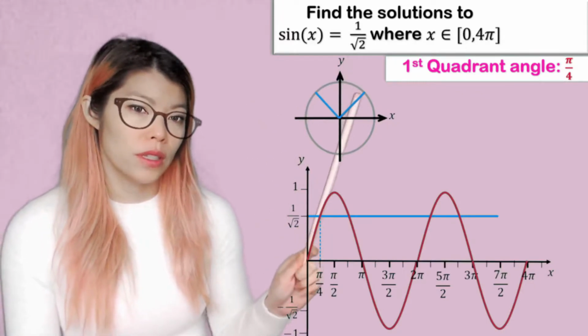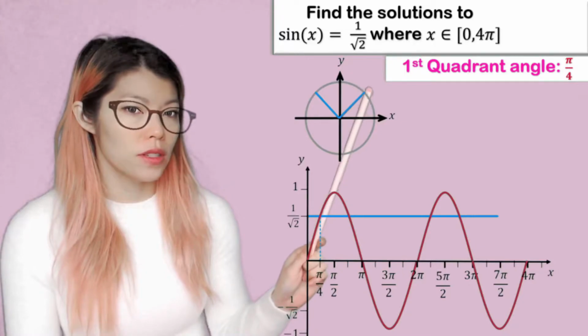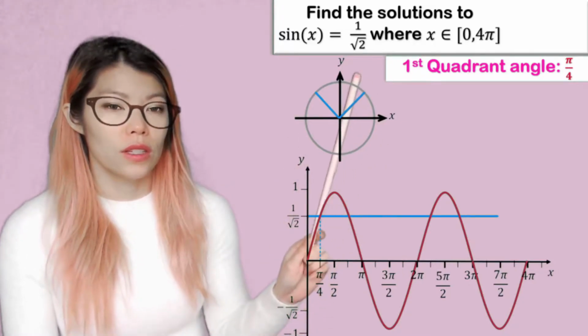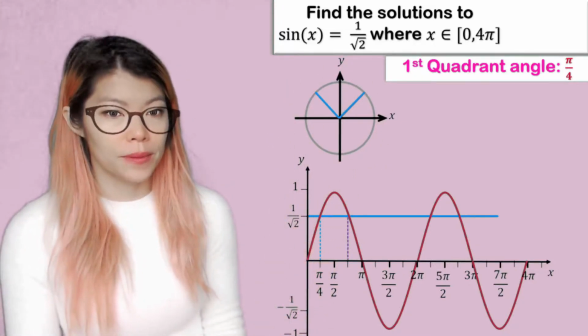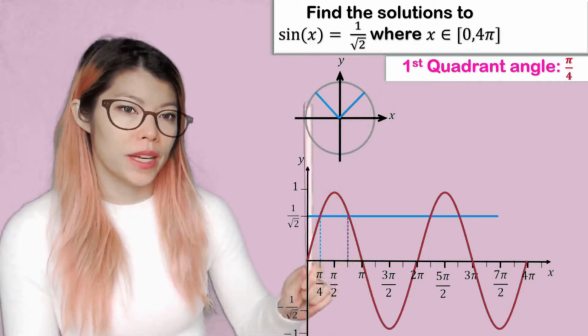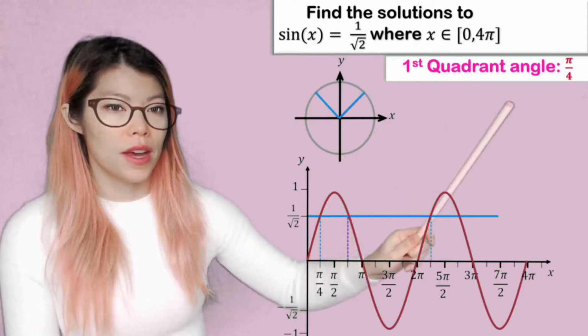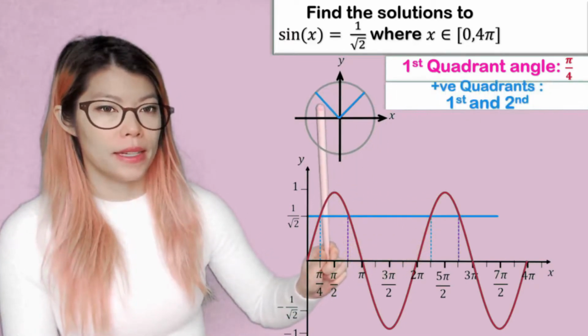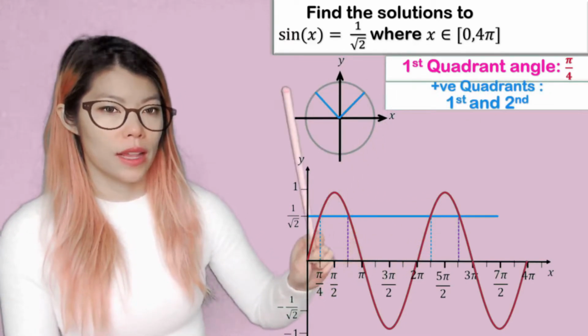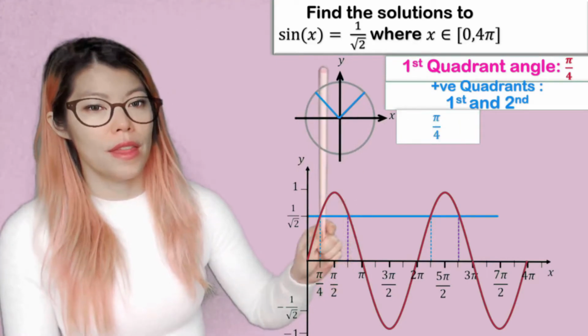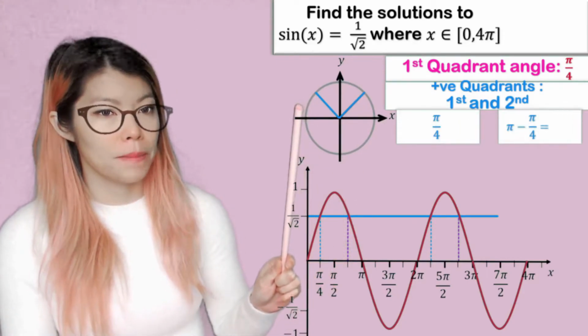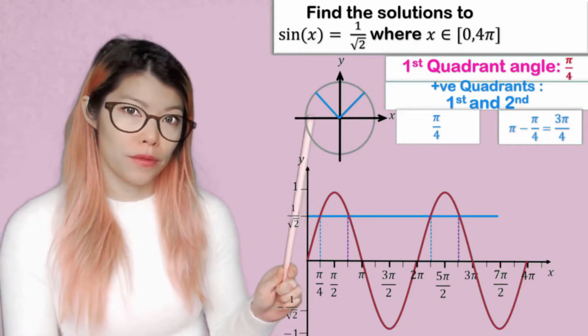And we know that sine is positive in the first and the second quadrant. So after obtaining our first quadrant angle of pi on 4, we found this other solution by looking at the quadrants. So we have pi on 4, and that one is pi minus pi on 4, which is 3 pi on 4.